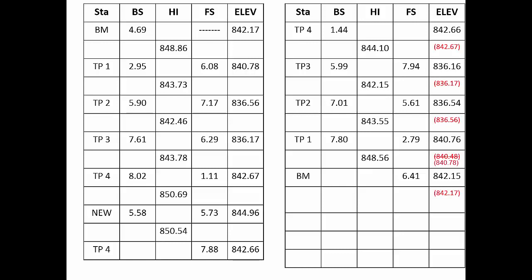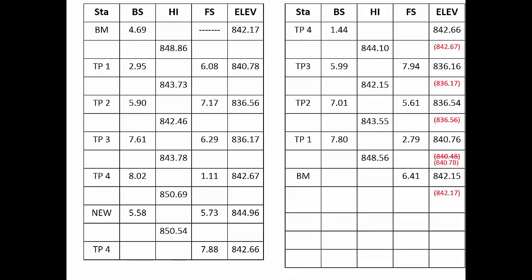The computation process continues until we reach the end of the circuit. Here you can see that the two final elevations, that is, original and computed, for the known benchmark differ by 0.02 feet, or 2/100ths of a foot. This is the closure error in the circuit. Well, these numbers look good so far, but we haven't yet proven them to be reliable.